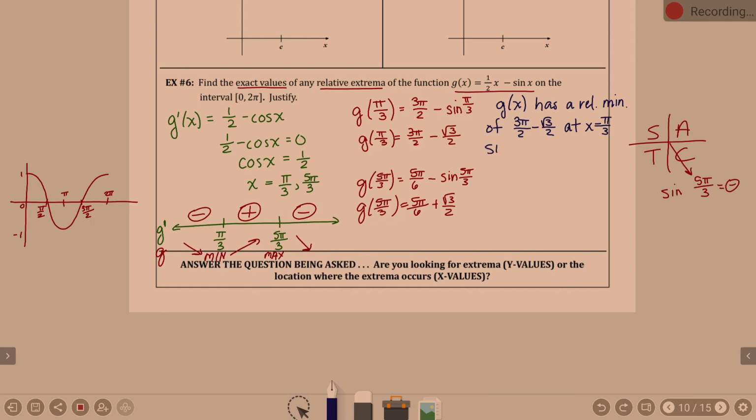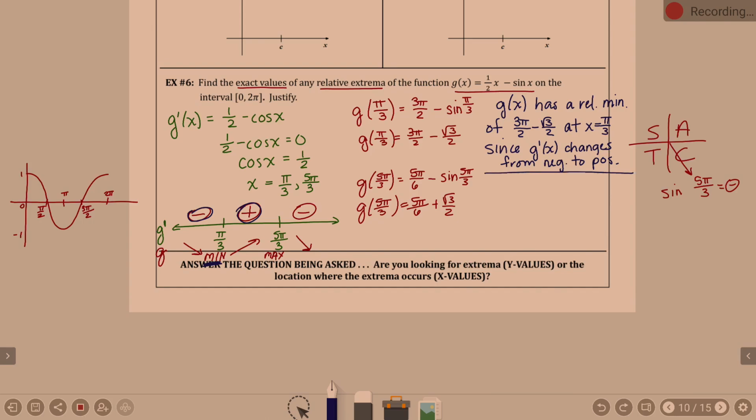And why was it a min? It was a min because g prime of x changes from negative to positive. Are you seeing that? It's a min here because it changed from decreasing to increasing, but in terms of the derivative, which is your justification, it changes from negative to positive.